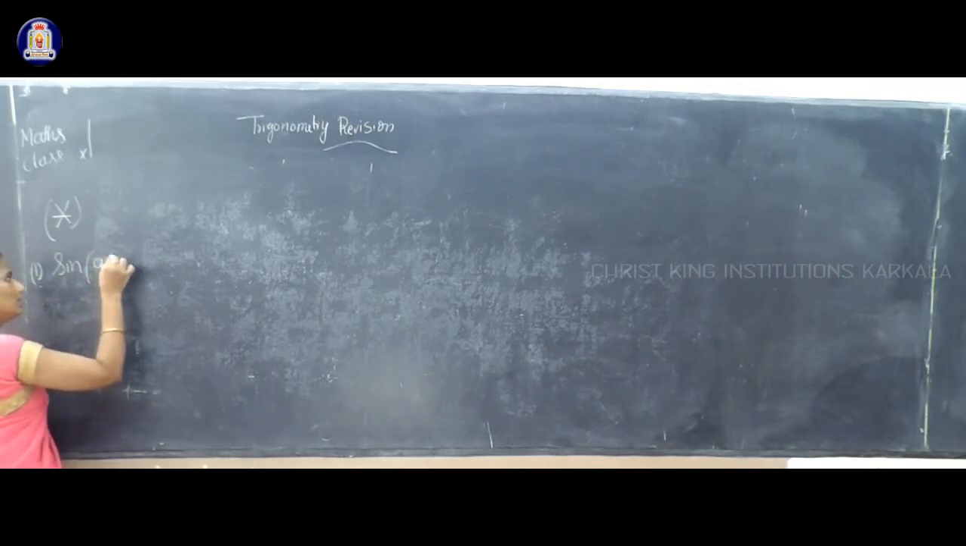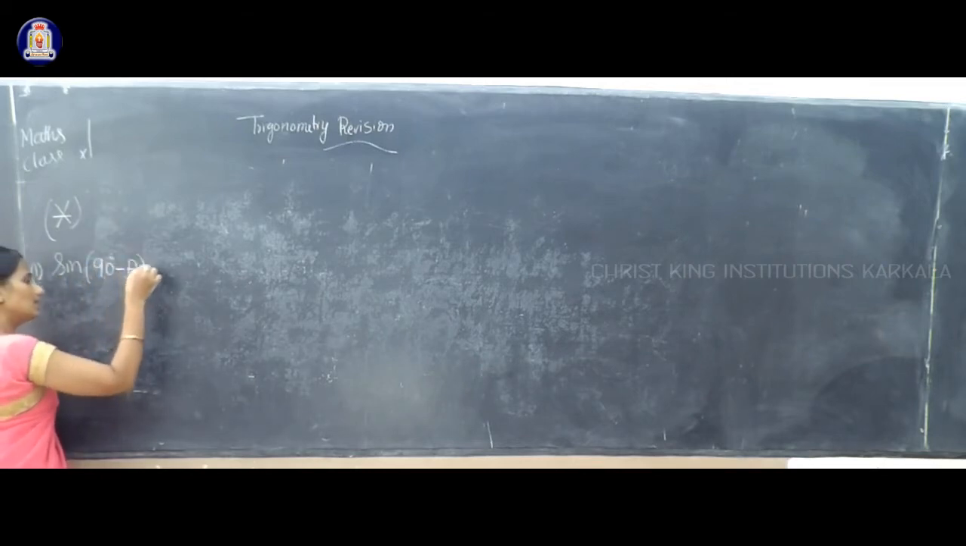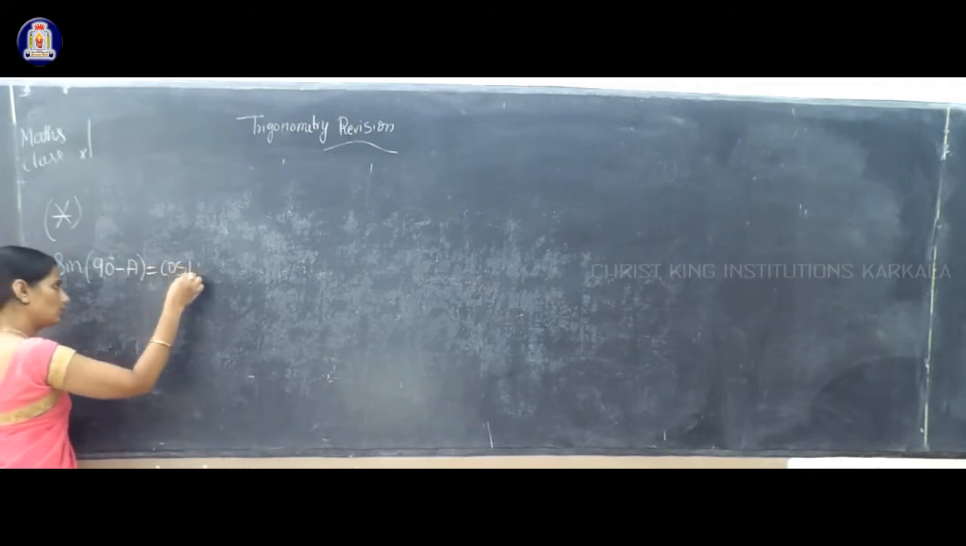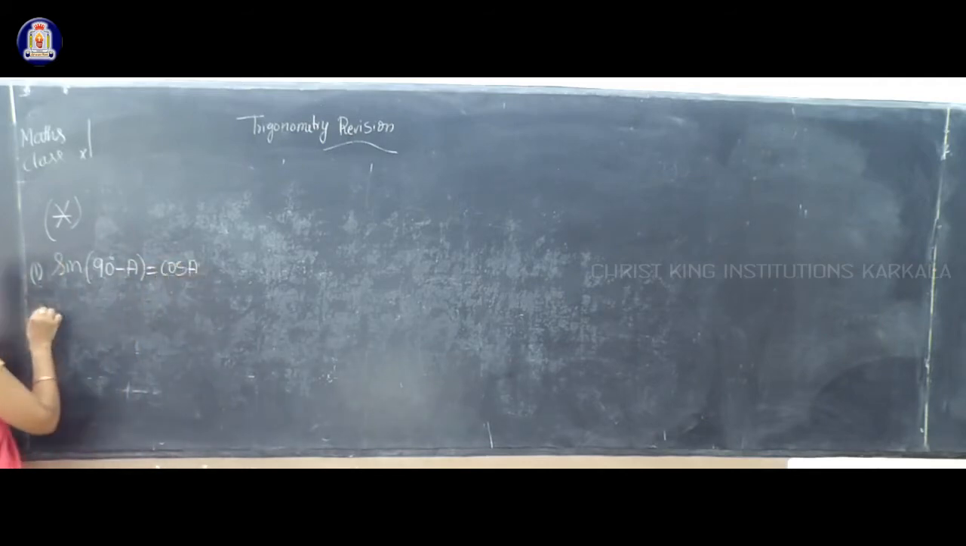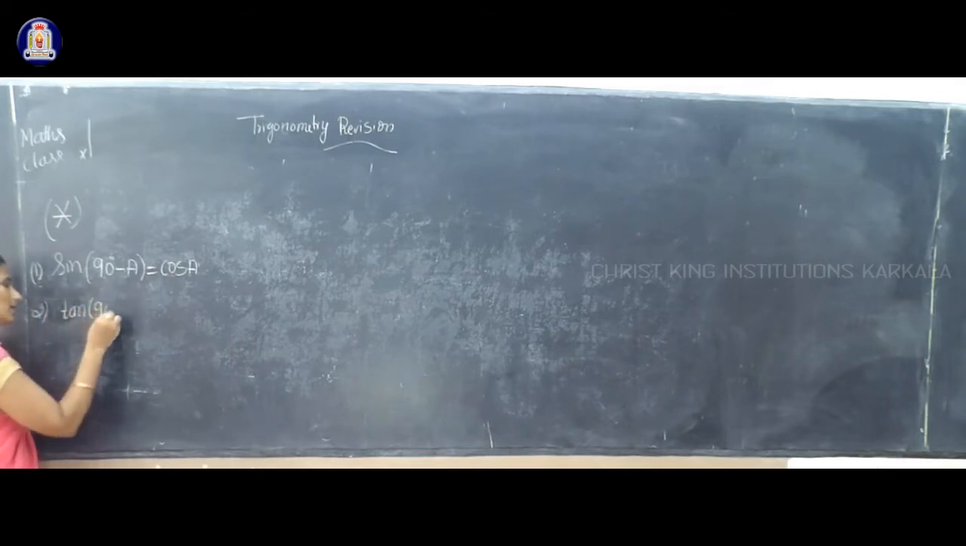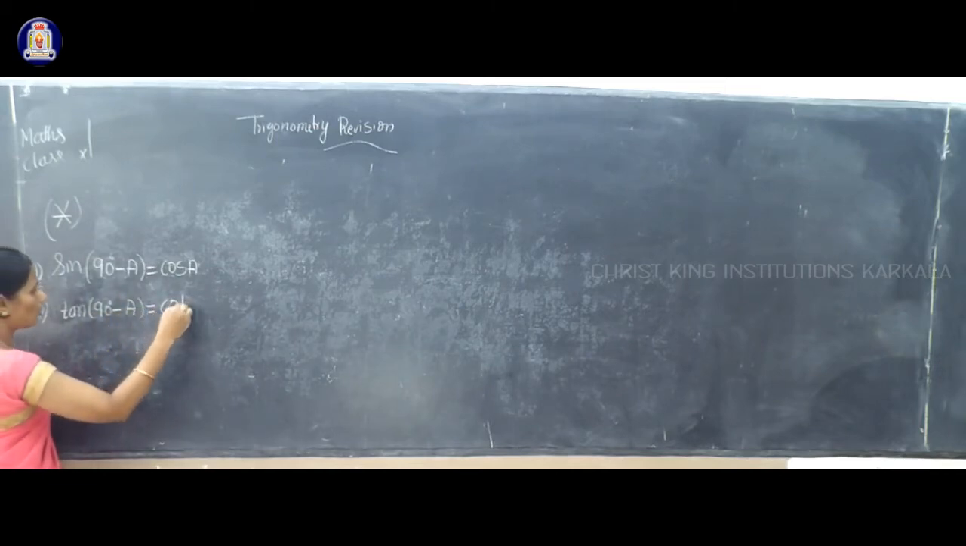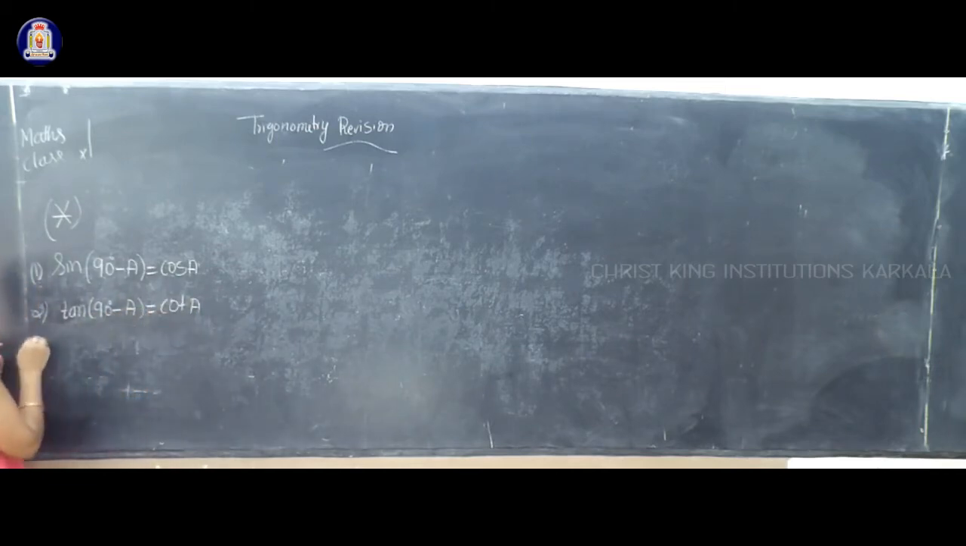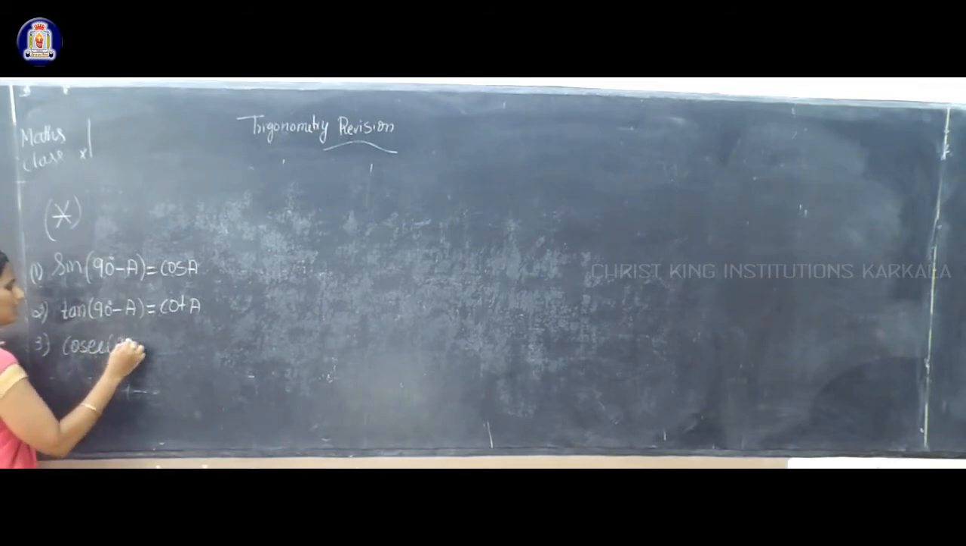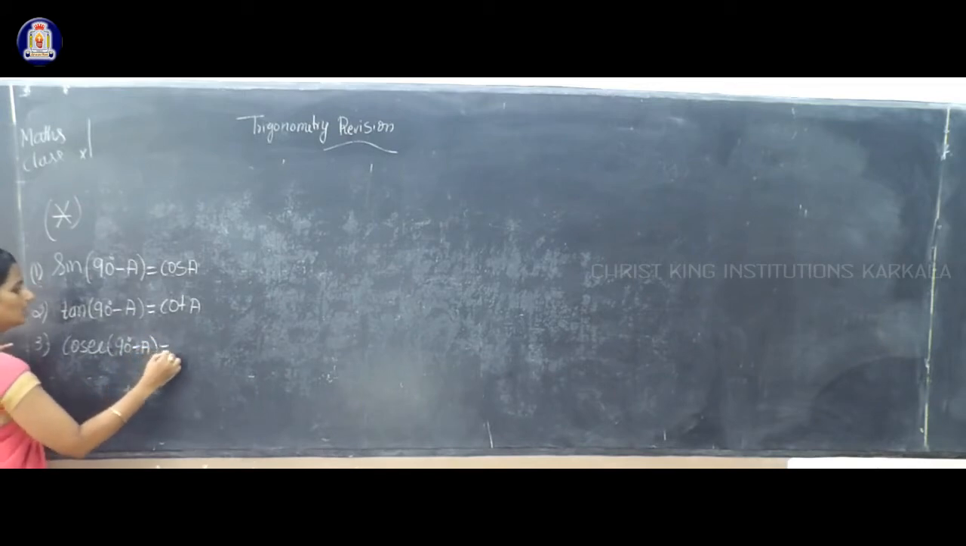First one, sine 90 minus A. What is sine 90 minus A? That is equal to cos A. Second one, tan 90 minus A, which is equal to cot A. Next, third one, cosecant 90 degree minus A is equal to secant A.